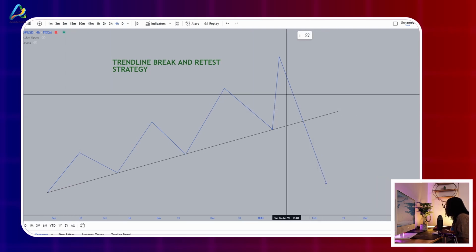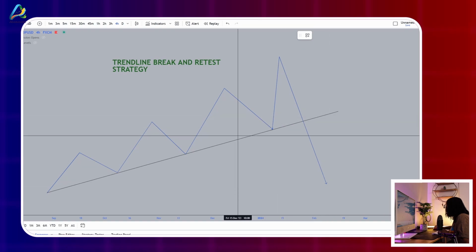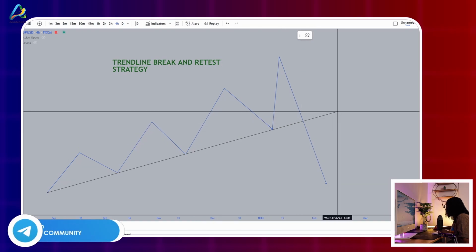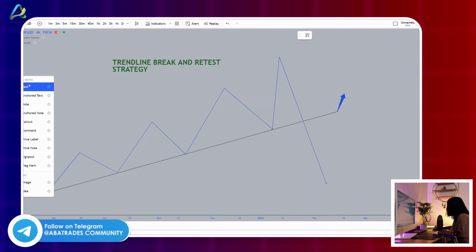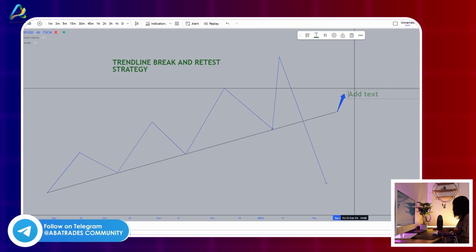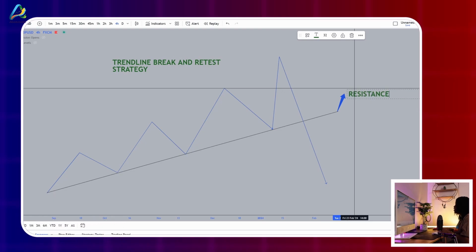Now once the market breaks through this trend line, immediately this trend line becomes a resistance trend line for selling opportunities in the market. I hope that makes sense. So this becomes a resistance trend line for selling opportunities to come into the market.